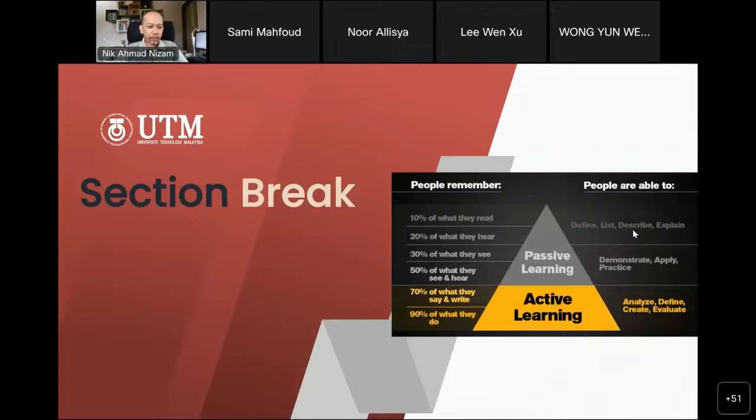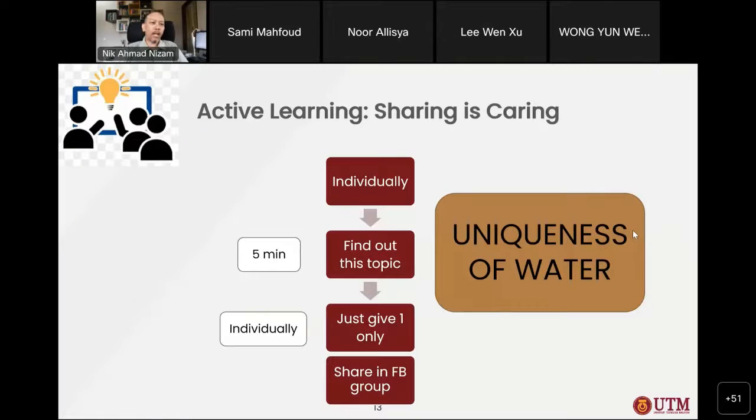So we'll go to the active learning. I want you to do this individually. Find out this topic. What is the topic? The uniqueness of water. So we know that water makes up 71% of the Earth, and it makes up 70% of our human body. So water is unique compared to other solvents, because of the physical and chemical properties of water.